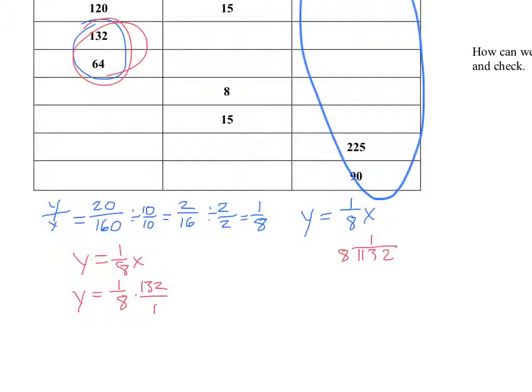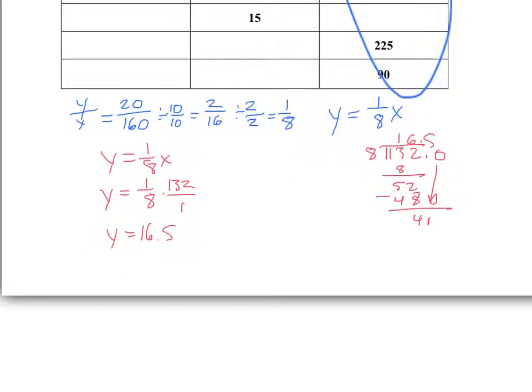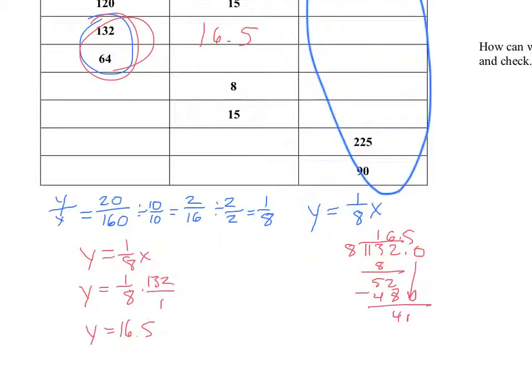This goes in one time, the remainder 5, 2. Goes into 52 6 times, it's 48. So 16.5. So y is equal to 16.5 pounds. So that hiker will have 16.5 pounds.